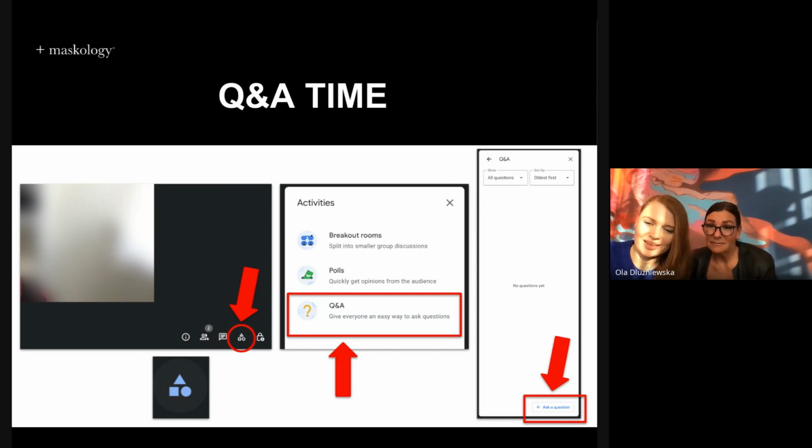Okay. Has anyone got any more questions? Just a reminder, triangle, square, and circle icon, then click Q&A and ask question. We're here for you. Give it a second. You must have covered it all. Wow.